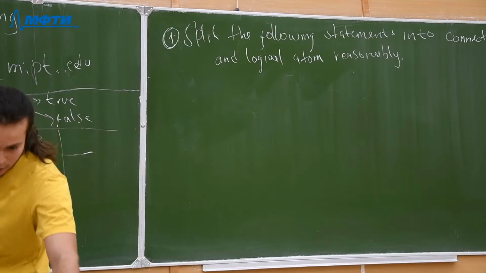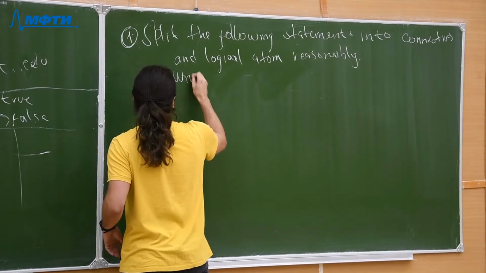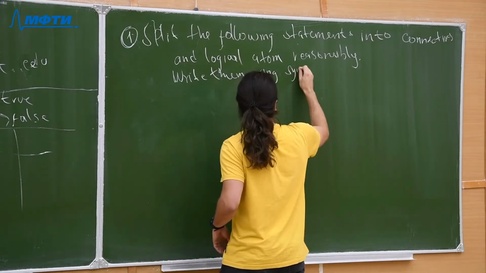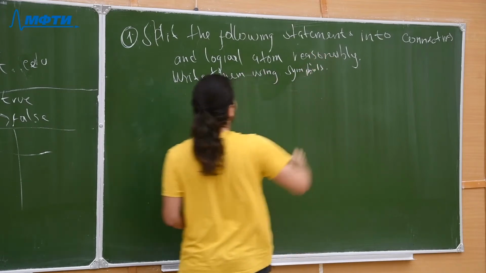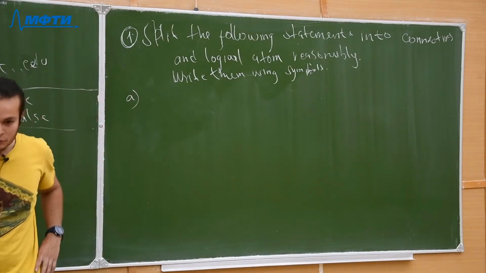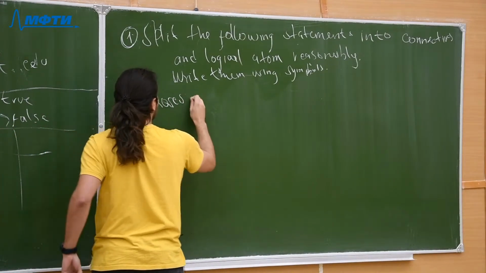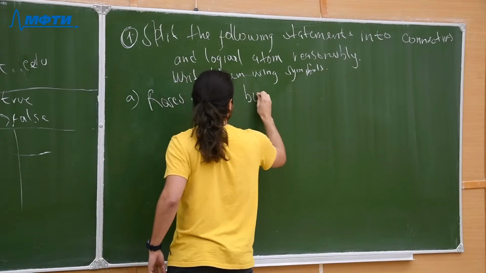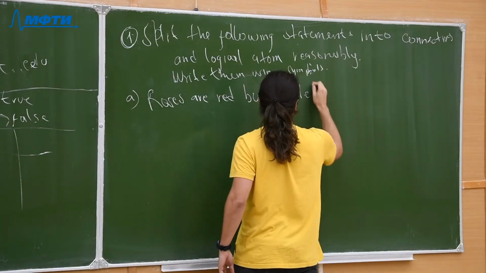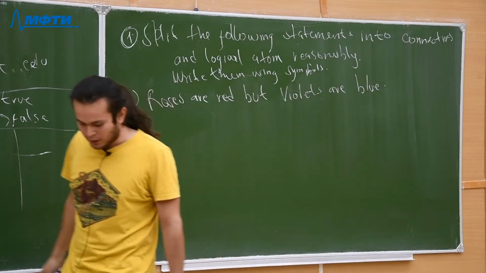And then rewrite them using symbols. So first one, A: Roses are red, but violets are blue. Okay, this is the first one.